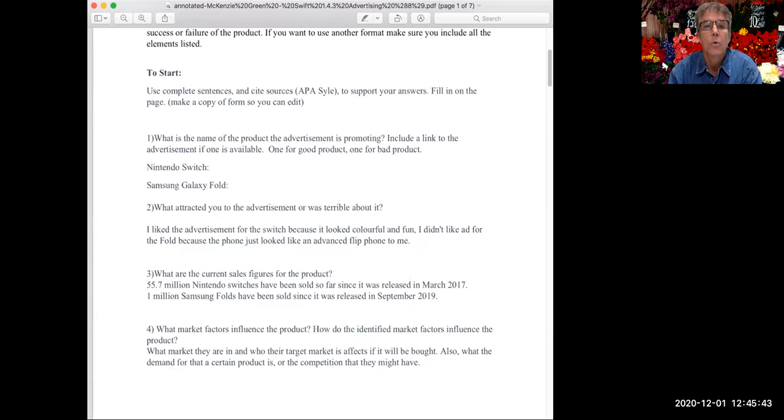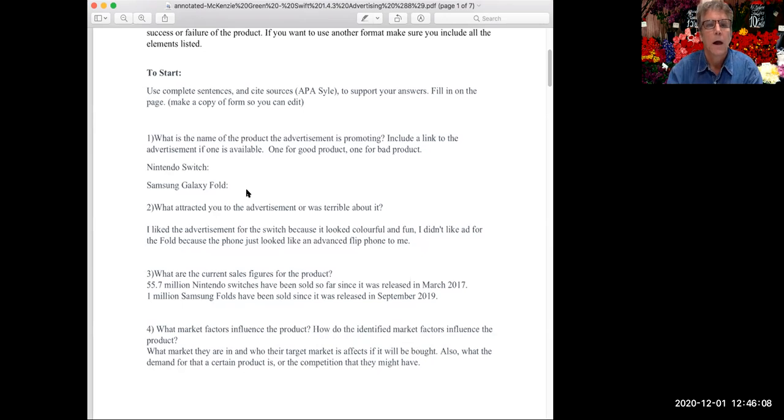Okay, so this is one that's done on the sheet. What is the name of the product the advertisement is promoting? Include a link to the advertisement if available. Okay, we've got Nintendo Switch and Samsung Galaxy Fold. So these are our 2 products. Nintendo Switch is the product that's working. Samsung Galaxy Fold is the product that's failing. They don't have a link to an ad.